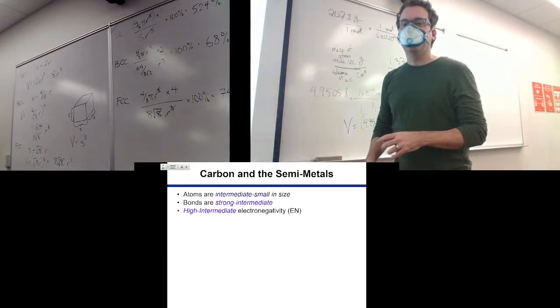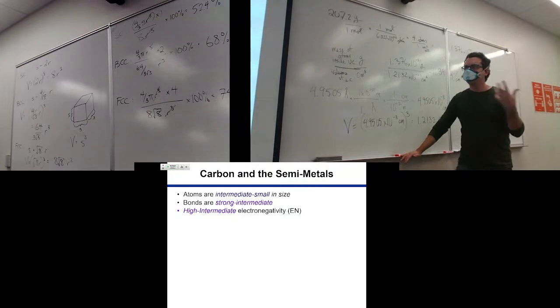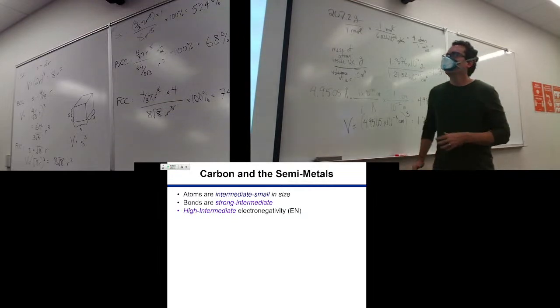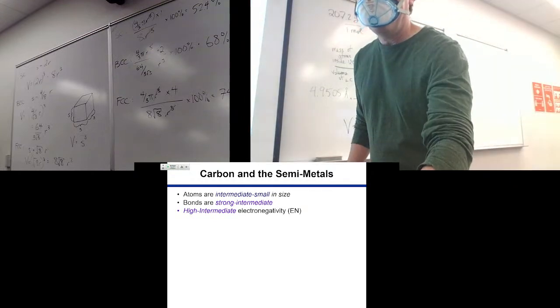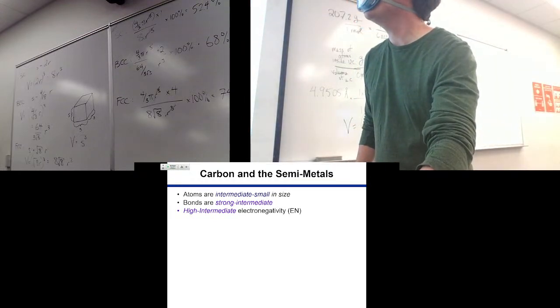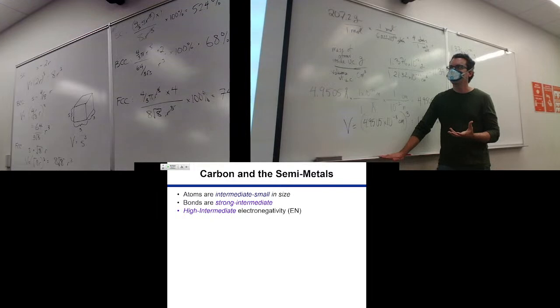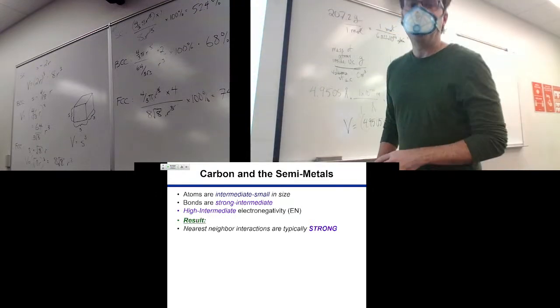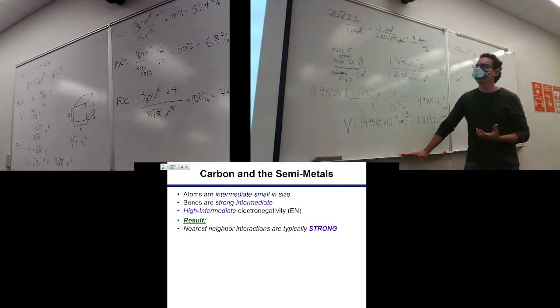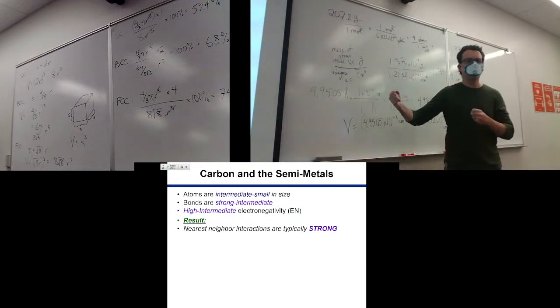So let's look at carbon, and carbon's going to be generalized for all the semimetals. So the atoms are not very big. They're intermediate to small size. The bonds are fairly strong. They're not weak like metals are. They're not super strong like fluorine makes bonds, but they're high to intermediate electronegativity. And the result is that these things will want to do pretty strong interactions with their nearest neighbors. If they have a pretty good electronegativity, then they're attracted to neighboring electrons, and they're going to have a really strong interaction with their neighbors.